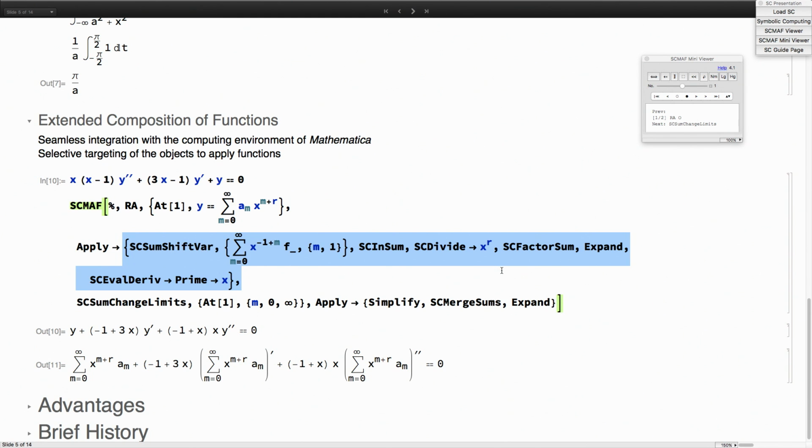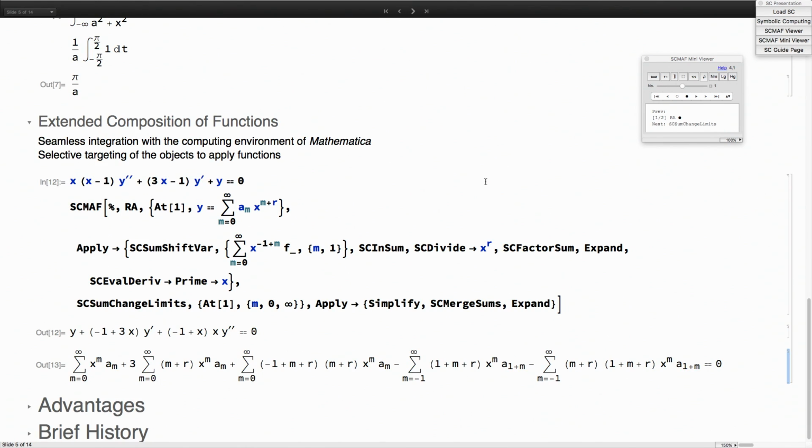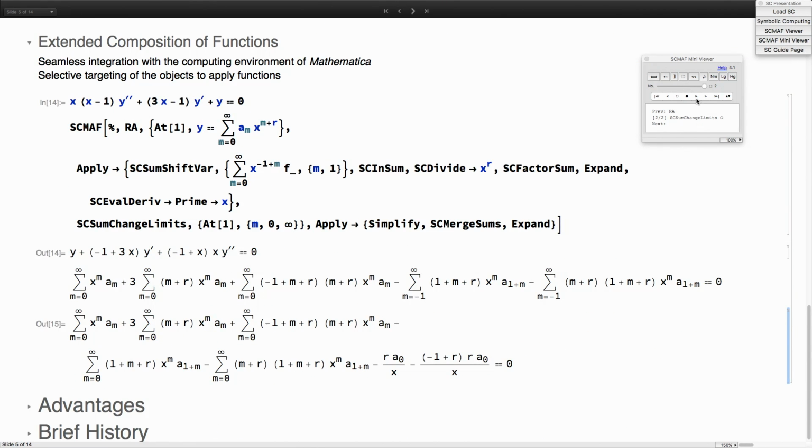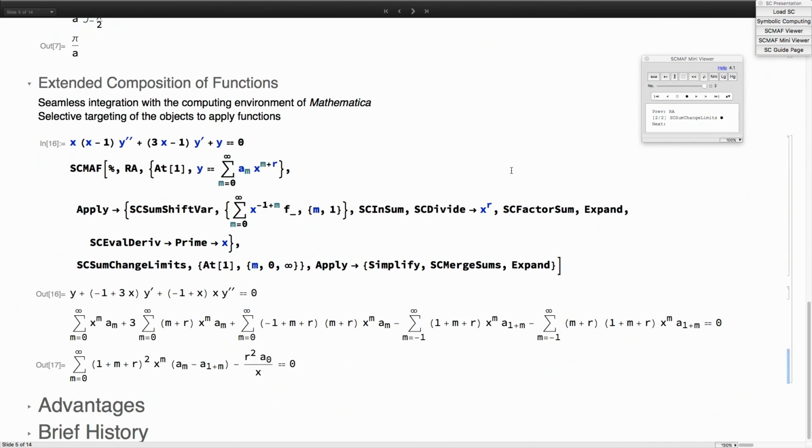So if I execute it, there are about six functions. And if I do that, then this is the result. So this is the expansion of the differential equation in series. And then we can obtain the initial equation and the recurrent relation from this result. Okay, so this is the final form.